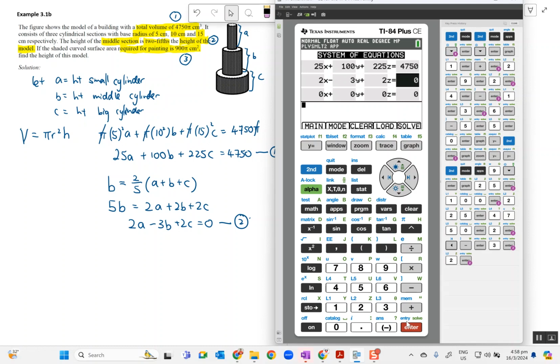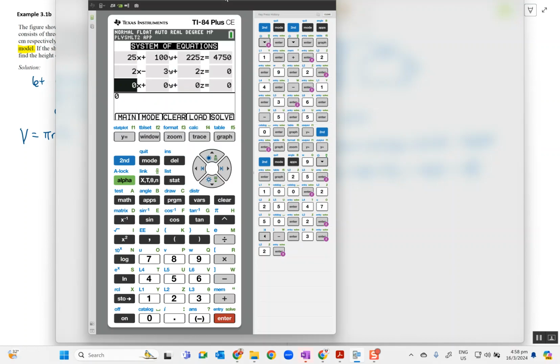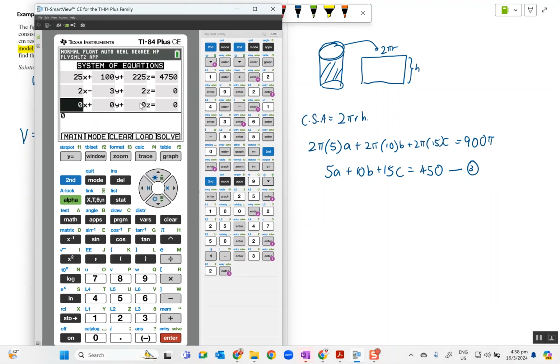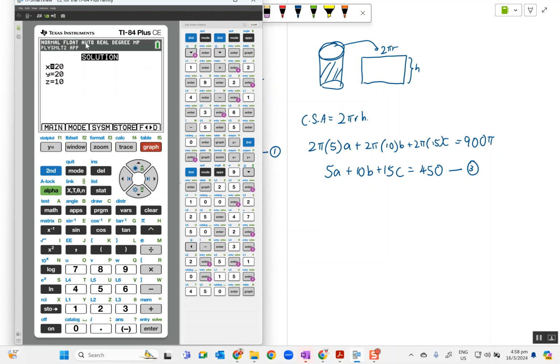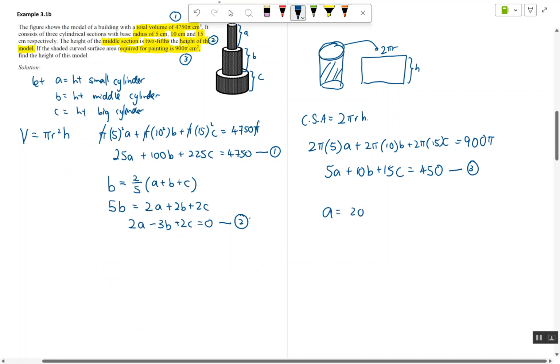And the last equation would be 5A plus 10B plus 15C equals 450. Make sure you press enter first before you press solve. If you press solve first, it will solve with the 0 down there. When you press solve, you will get x equals 20, y equals 20, z equals 10, which means that A equals 20, B equals 20, be careful, and C equals 10.